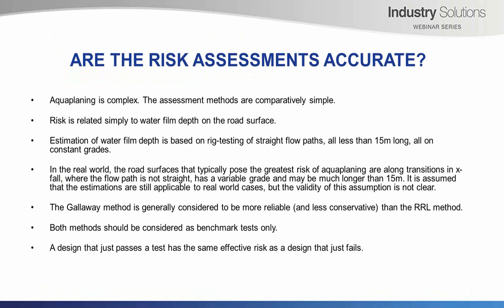And at those places, the flow path is not straight, it is curved, and the flow path has a variable grade. It typically starts off steep, then it goes flat, then it goes steep again, and that's a pretty classical profile for a crossfall transition flow path. And the flow path may be much longer than 15 metres. Both formulas and both methods assume that the estimations are still applicable to these real-world cases, but the validity is not really clear. It's never really been proven.